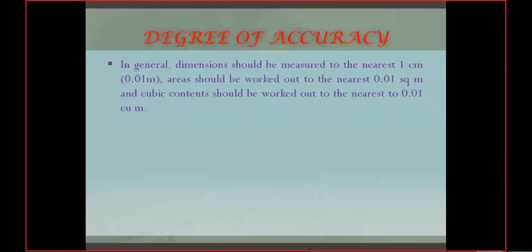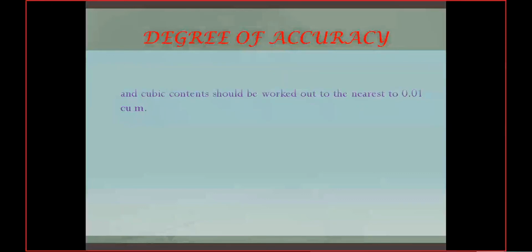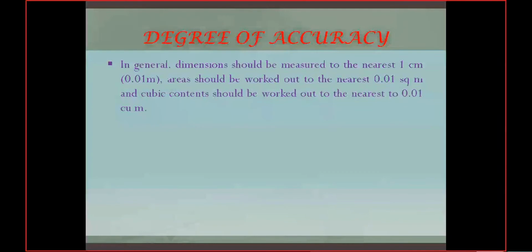when the quantity is in cubic meters, you need to consider up to 0.01 cubic meter. So for dimensions, we consider the nearest 1 centimeter, that means up to 0.01 meter. For area, 0.01 square meters. For cubic meters, up to 0.01 cubic meter. If you observe this, we need to maintain 2 decimal places.